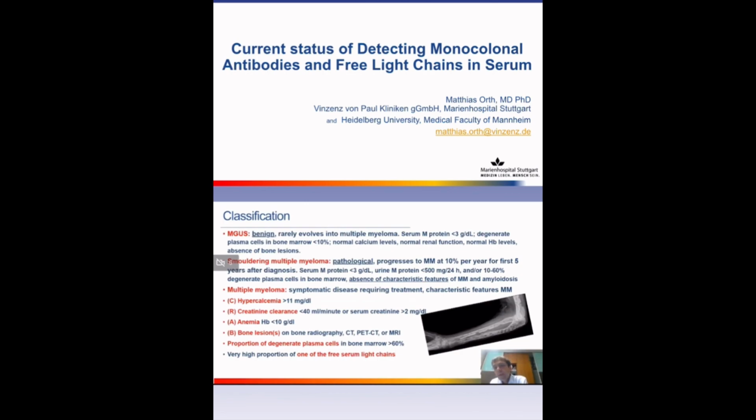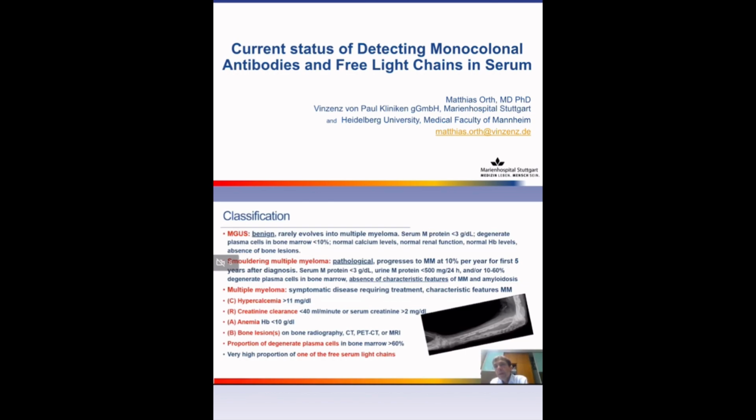And a patient like this is shown on the right-hand side, and everybody can see that there are numerous bone lesions, and it's clear that this patient will also suffer from this high calcium in his serum, which damages also the kidneys. In these patients with multiple myeloma, we have a higher proportion of one of the two serum light chains also.